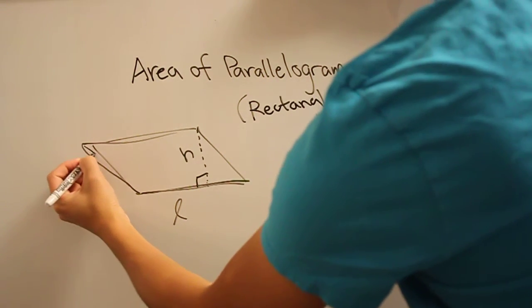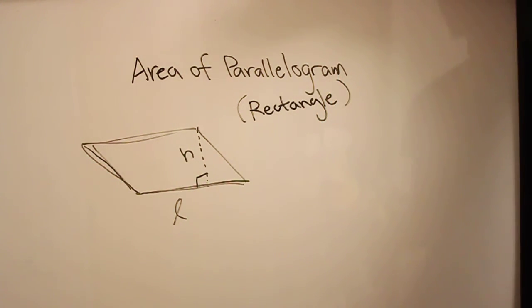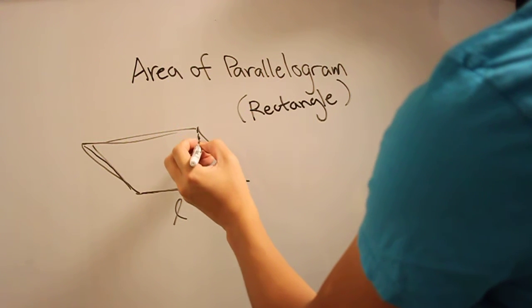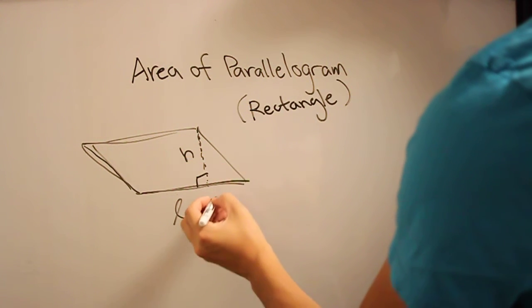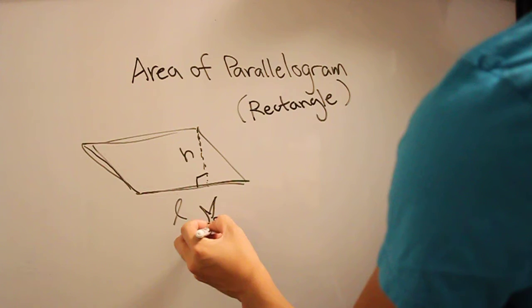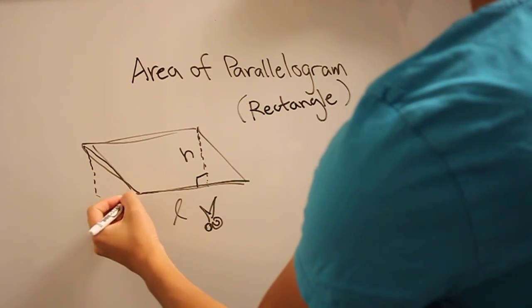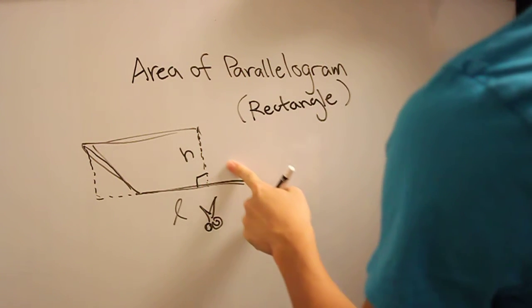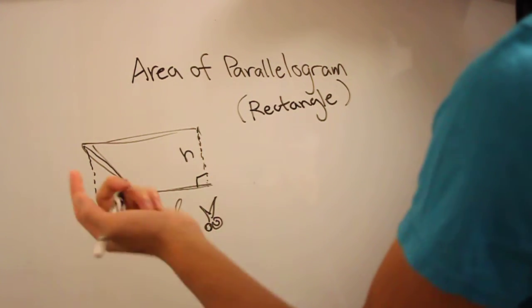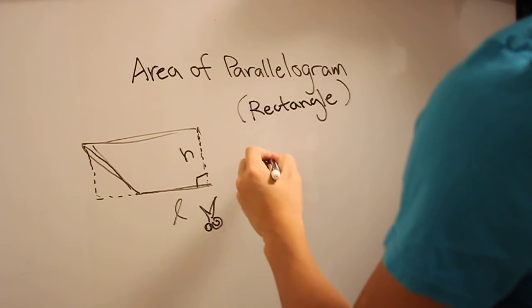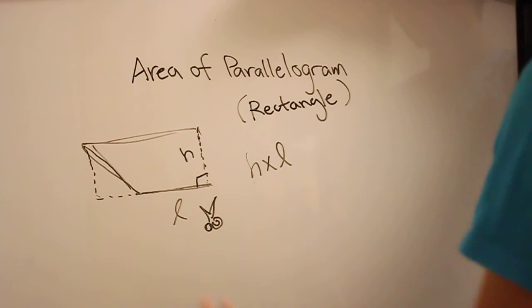And you know this is true because let's say this height that you've created, you just take scissors and you cut that piece and then you put it here. Then you have a rectangle, which you would know is just height times length. And you can do this with any parallelogram.